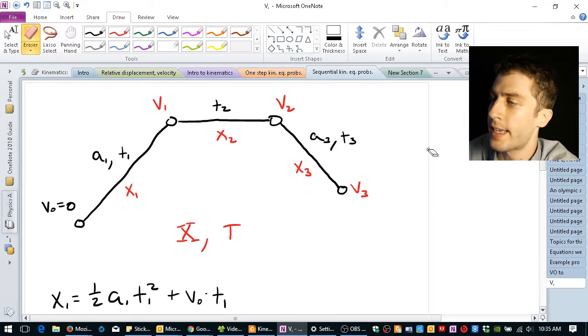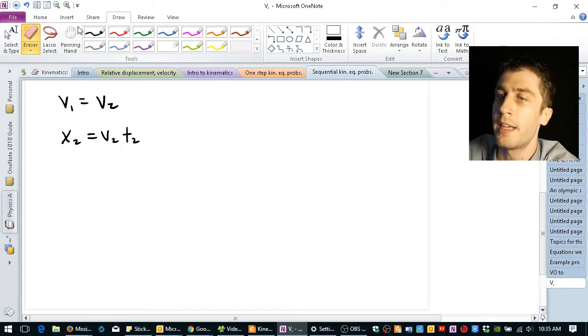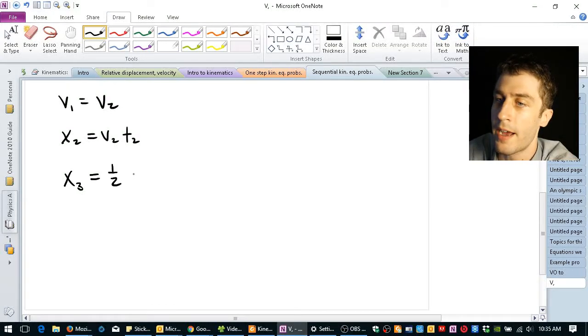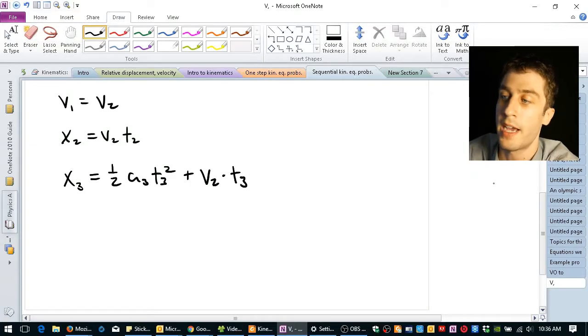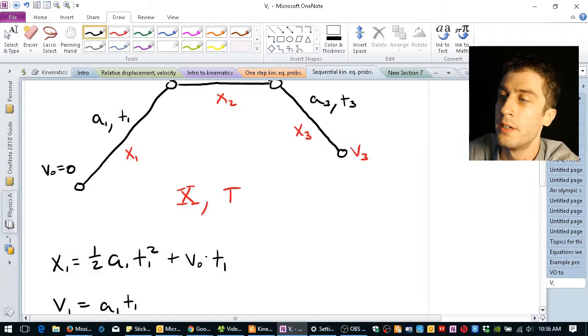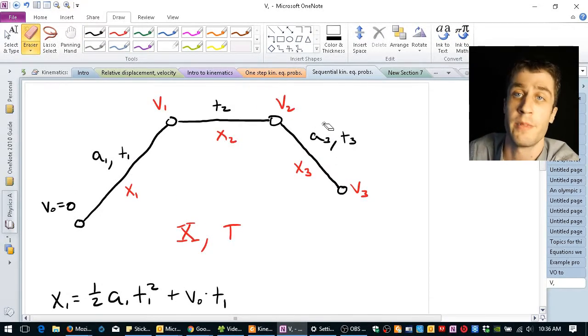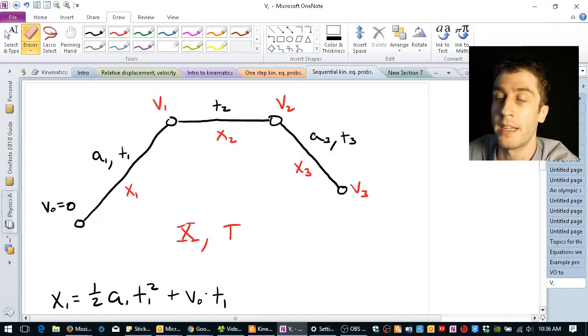We have the third leg here, and this is where I'm going to be a little bit clever. I'm going to use just one kinematic equation. I'm going to use x3 is equal to 1/2 a3 t3 squared plus v2 times t3. You've got to be careful because v2 is the initial velocity for this third time interval. So that has to be the velocity that we plug in there.